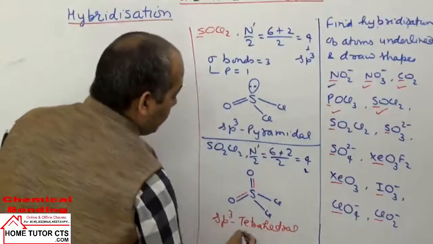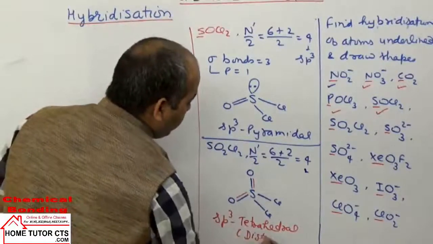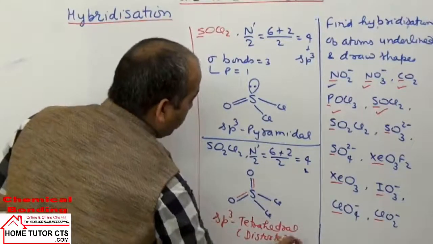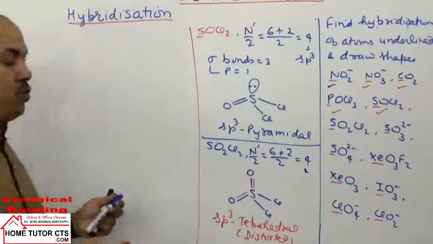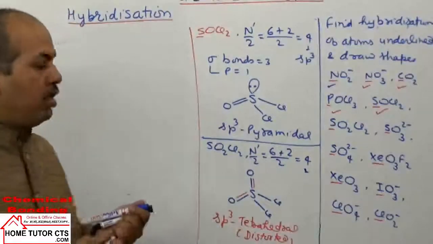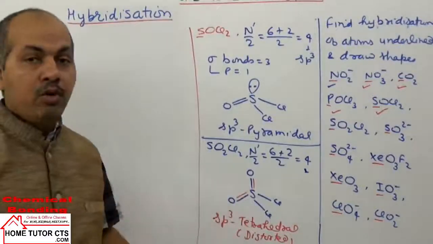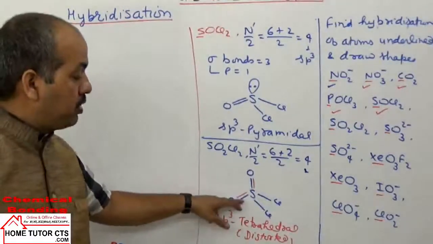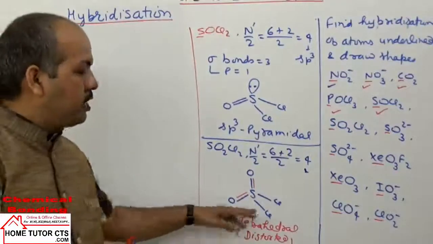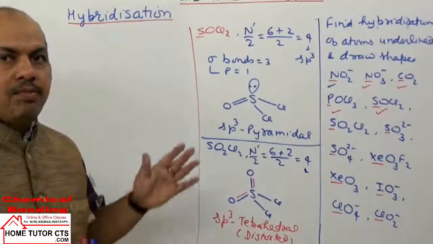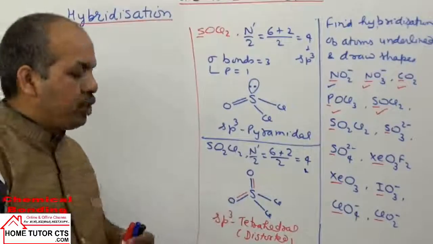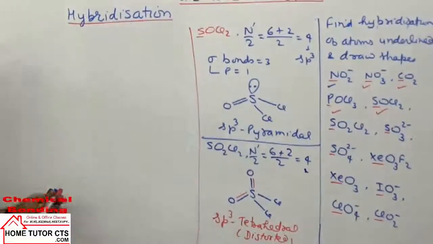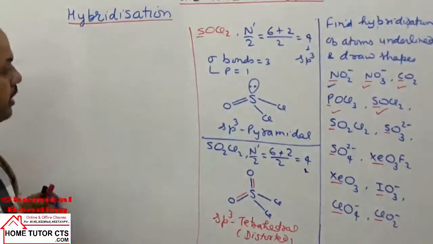But some distortion is there in the shape because of unequal bonds. You have 2 double bonds and 2 single bonds. So repulsion by a double bond and a single bond is not the same. Double bonds cause more repulsion than single bonds. So geometry is tetrahedral, but there is some distortion in the arrangement.